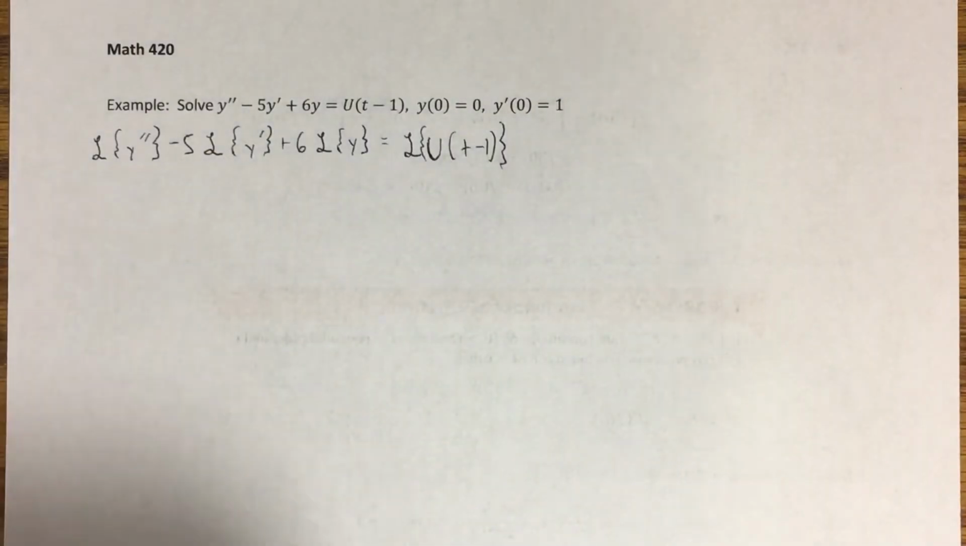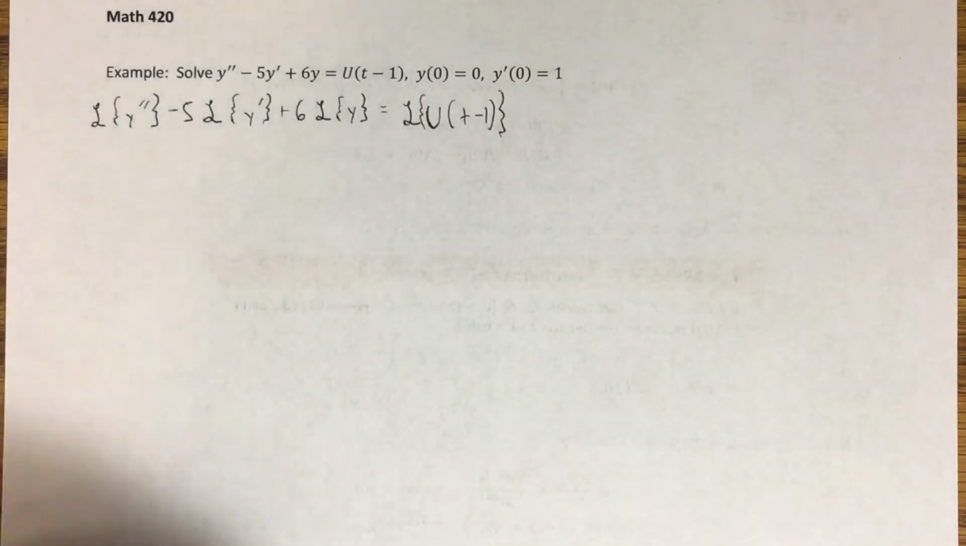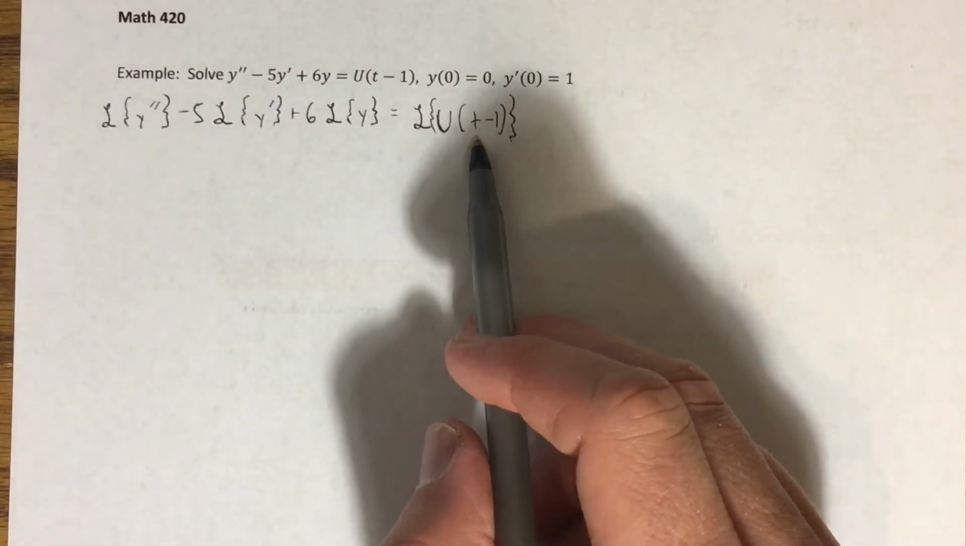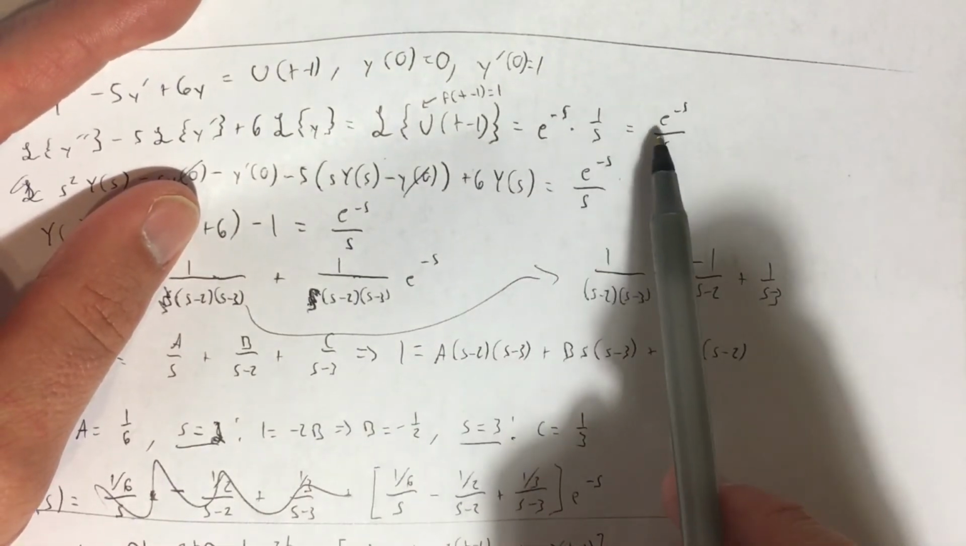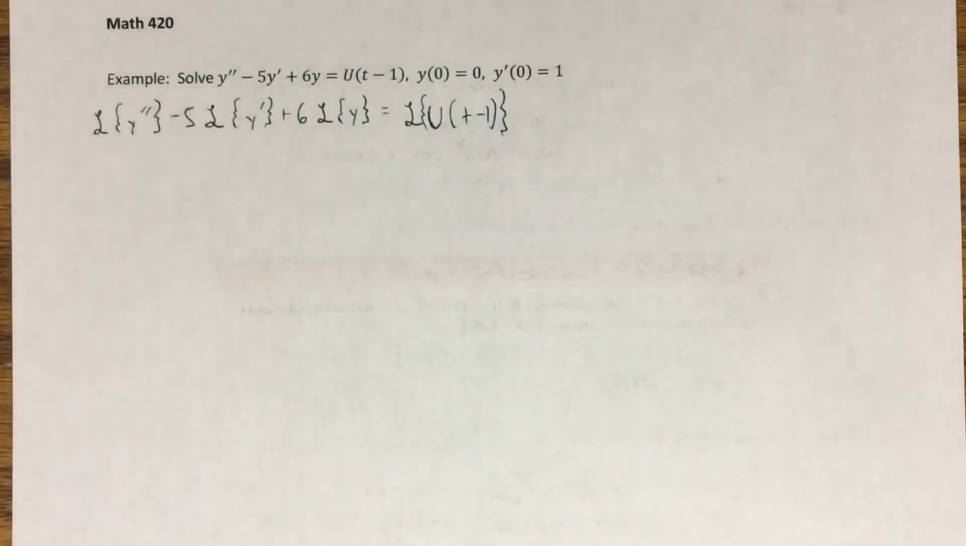Okay? Now notice we have found this Laplace transform already. We did that in the previous example. Laplace transform of u of t minus 1 ended up being, whoop, I'm showing you my notes, I'm showing you the wrong thing.